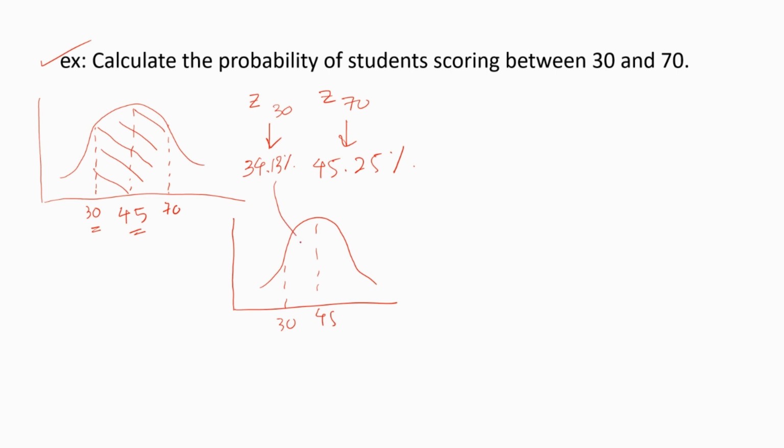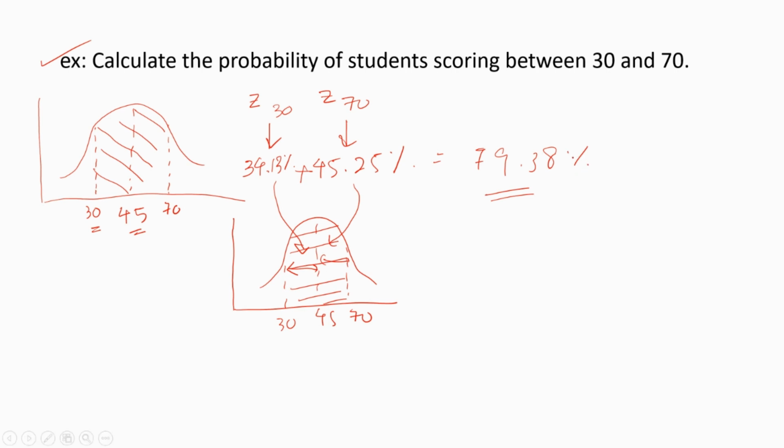So this represents this area as we did earlier. So what is the 45.25 area? Which is this? This is 70. This area. So now what we have to do is simply add these two values, because this is the area we need between 30 and 70. This equals 79.38%. I hope all clear.